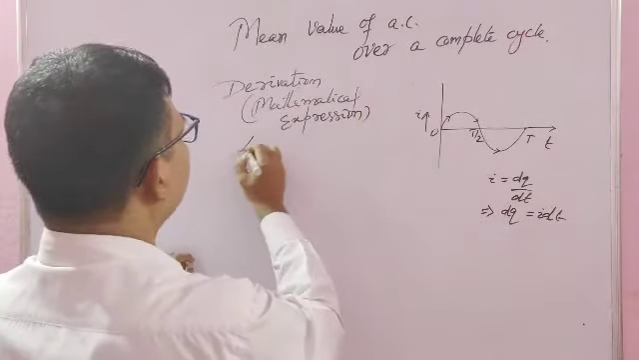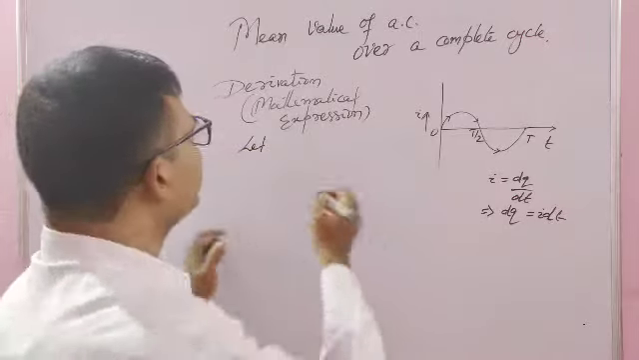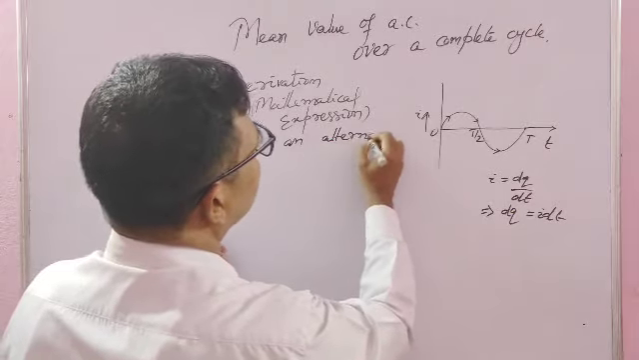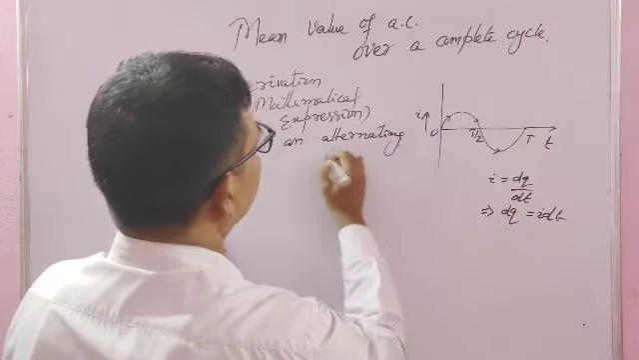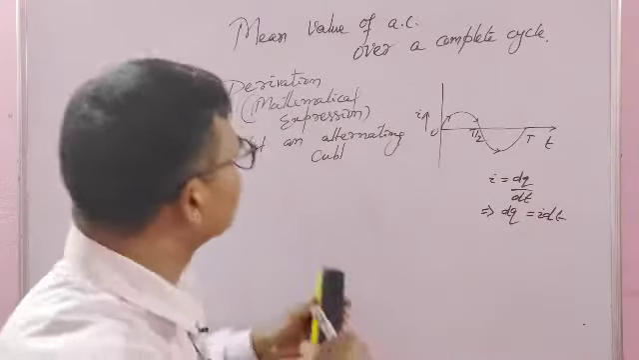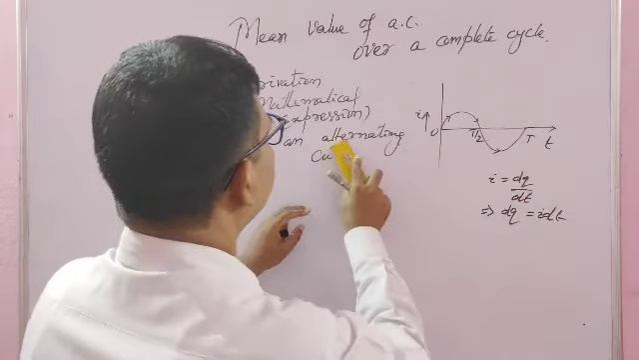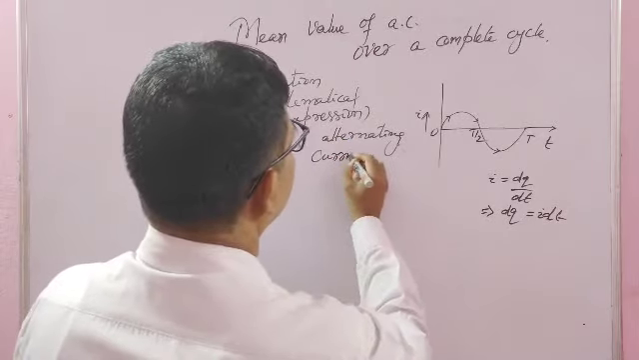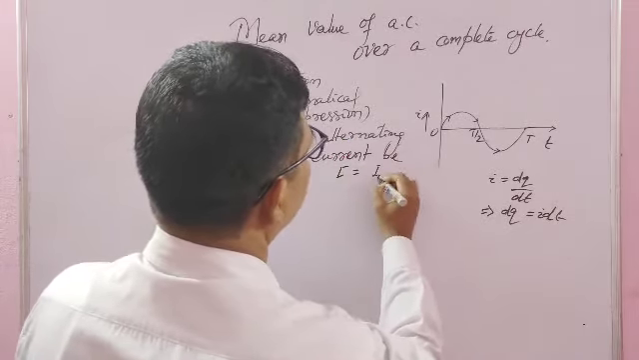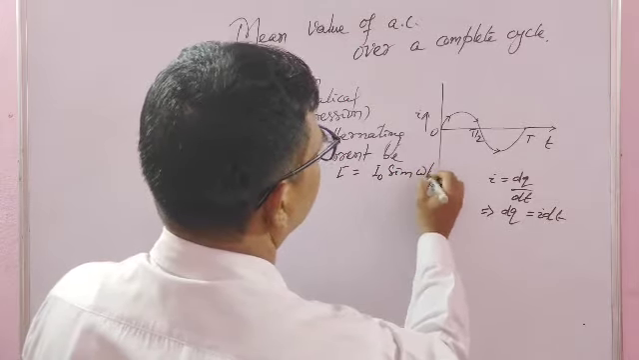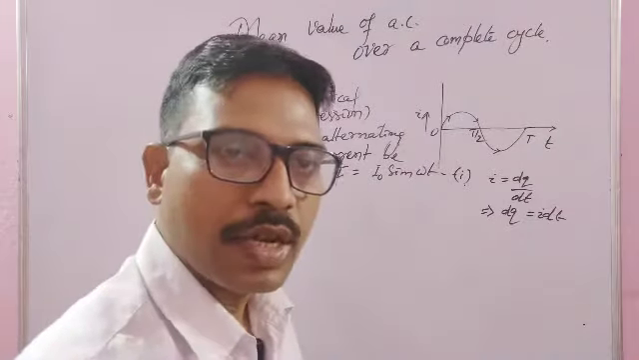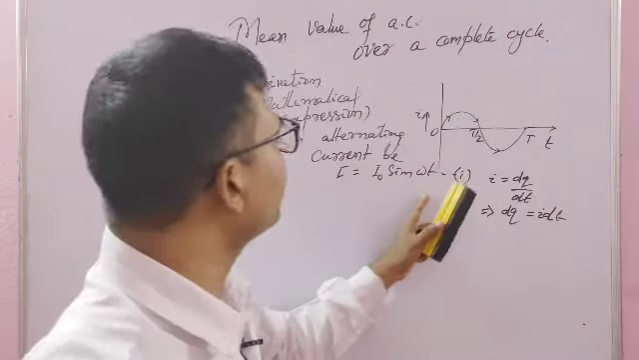Okay, so let an alternating current be I is equal to I0 sin omega t. Clearly that you know. Alternating EMF E is equal to E0 sin omega t. Alternating current I is equal to I0 sin omega t.